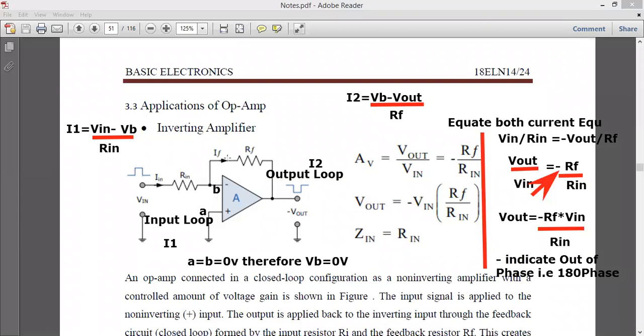So this is how we go for deriving the equations for the inverting amplifier. And in the question they will 100% ask this question: explain the inverting amplifier and derive the equation for the output voltage. Means you need to derive this. So I will be sharing this video. Just go through the video, write down properly, and then that answer will be your gain equation or the output equation.